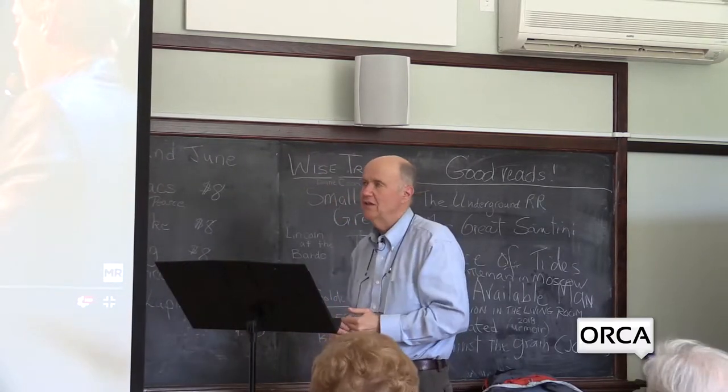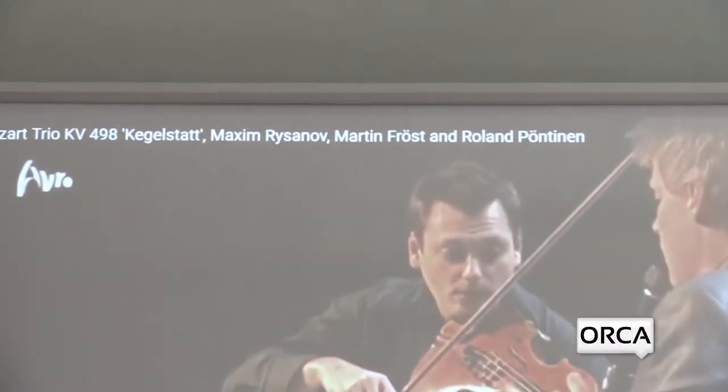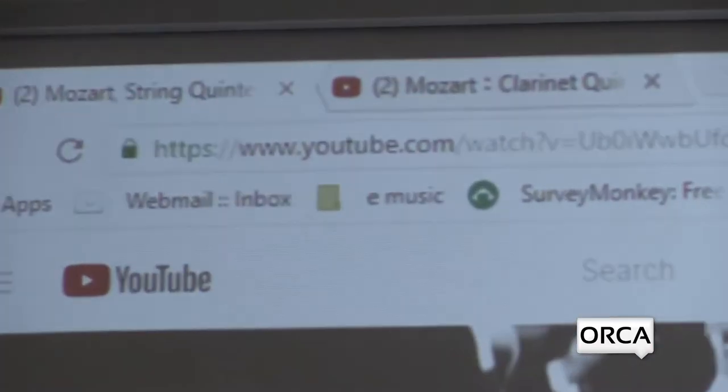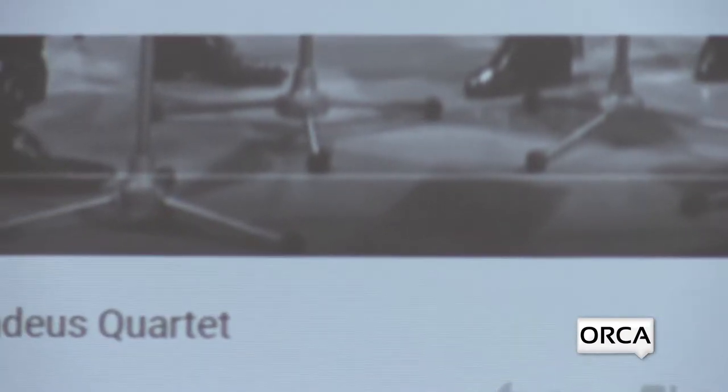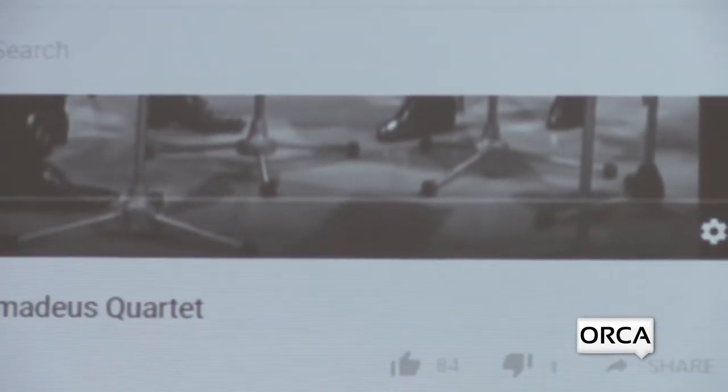So this is a televised performance in black and white from London in 1966 with the Amadeus Quartet, and who's the other violist? Cecil Aronowitz. So here is the third movement.